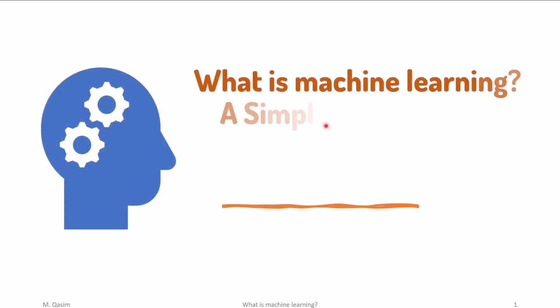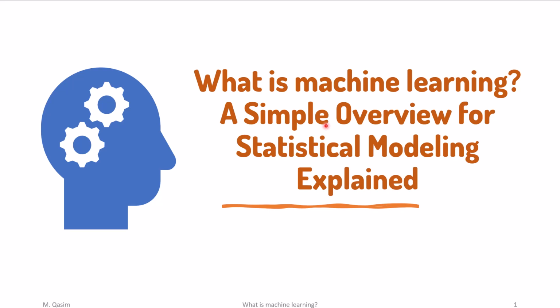Welcome everyone to this lecture on what is machine learning and its application in statistical modeling. In this lecture, we will focus on three main points. The first point is what is machine learning and artificial intelligence. The second point is types of machine learning system. And the last point that we will discuss in this lecture is procedure for supervised machine learning methods.